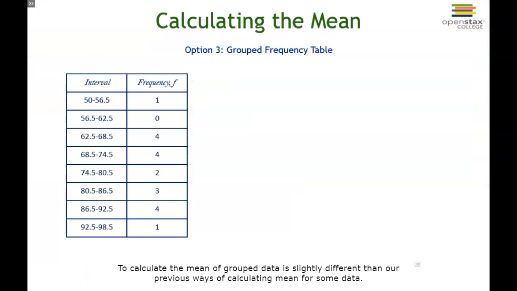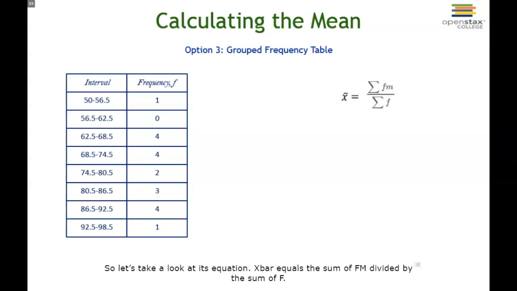To calculate the mean of grouped data is slightly different than our previous ways of calculating the mean for some data. So let's take a look at its equation. X bar equals the sum of fm divided by the sum of f. Well, the sum of f just means the sum of the frequencies. The sum of fm means the sum of the frequencies times the midpoint. Now, I'll explain what the midpoint is in just a moment, but let's now take a look at our table data.